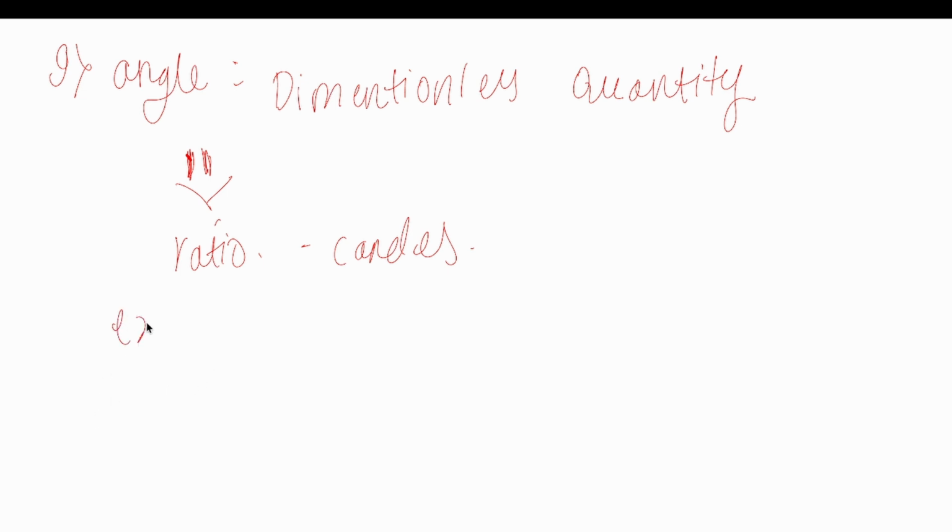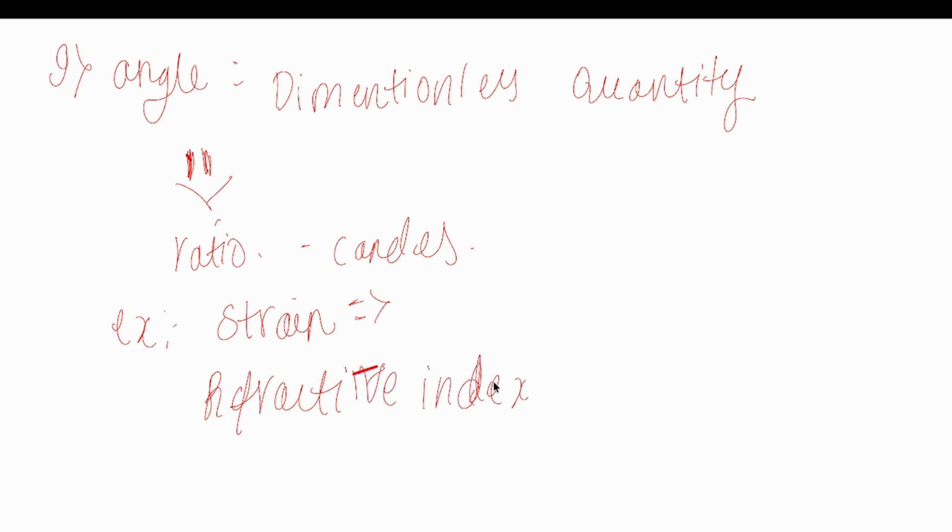For example, there's a dimensionless quantity called strain, which comes in the chapter properties of solids. And there is refractive index, which was in class 9 and 10. So it's a ratio as well. Everything is a ratio, but everything cancels out here.